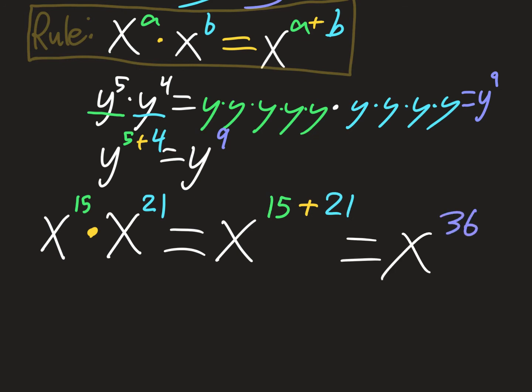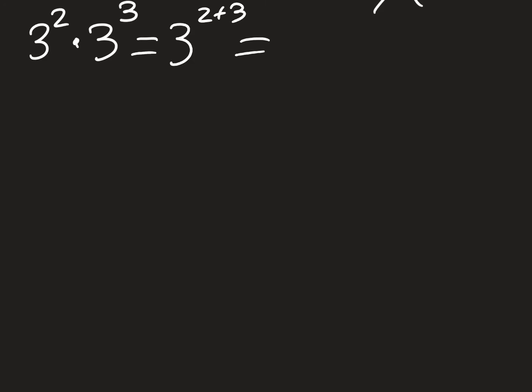Let's consider a numeric example. In this case, let's do 3 squared times 3 to the 3rd. If this rule holds up, then 3 squared times 3 to the 3rd will give us 3 to the 5th. So first, let's figure out what 3 to the 5th is. Well, 3 times 3 is 9, times 3 is 27, times 3 is 81, times 3 is 243.